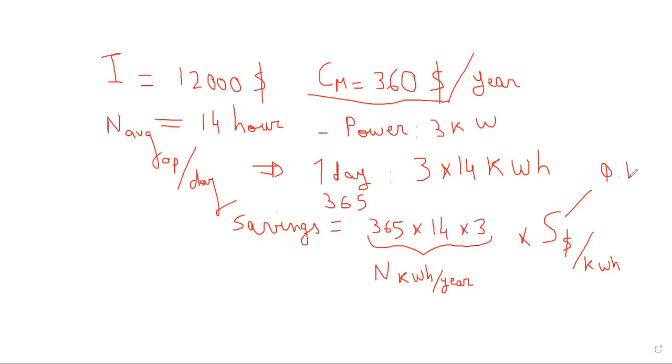Okay, so I get that I am saving per year $1,533. Okay, now once I do this, once I know per year what I am saving, I can start to get the most important parameters that can help me into doing my assessment, my financial assessment for the project.